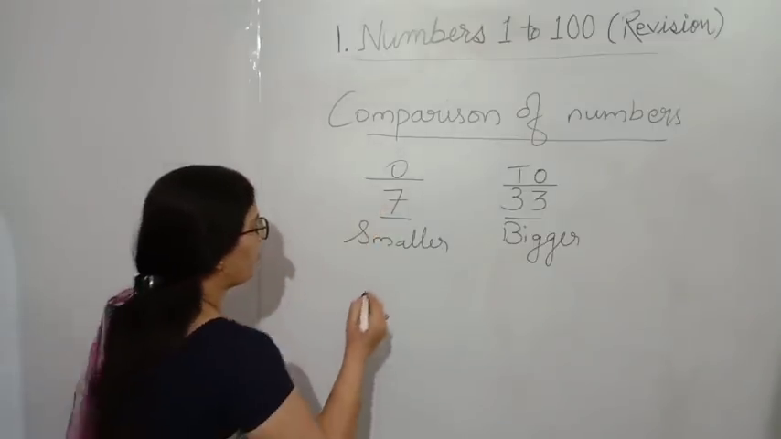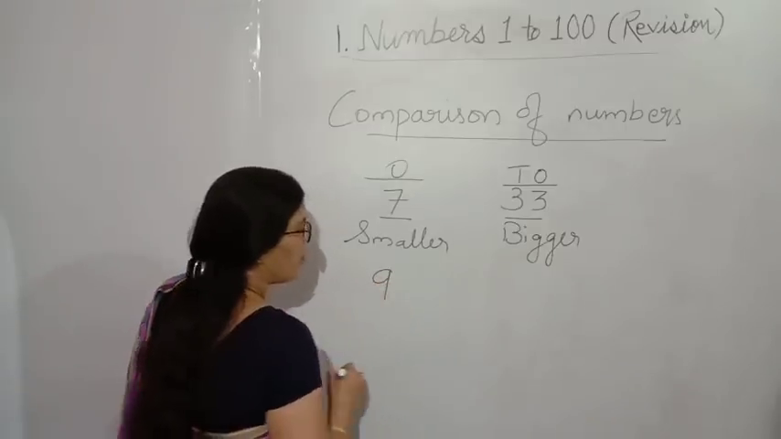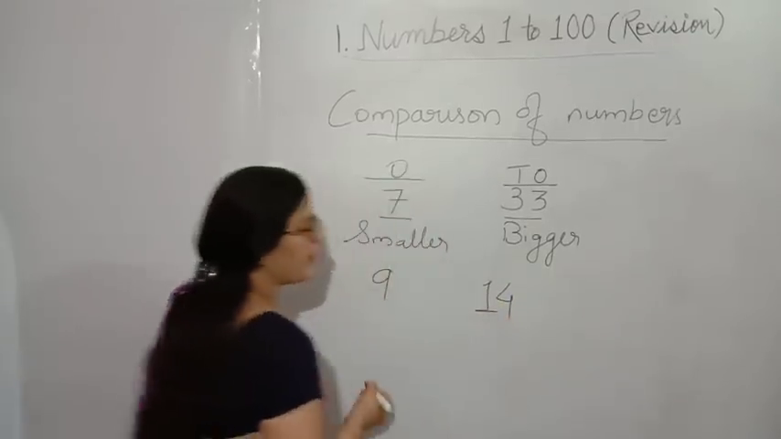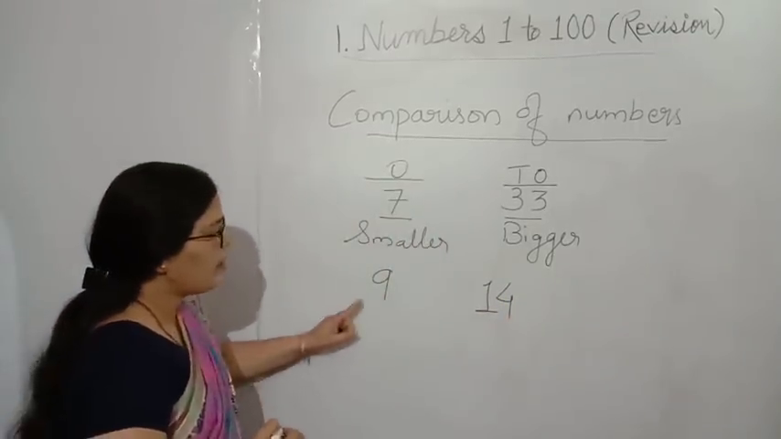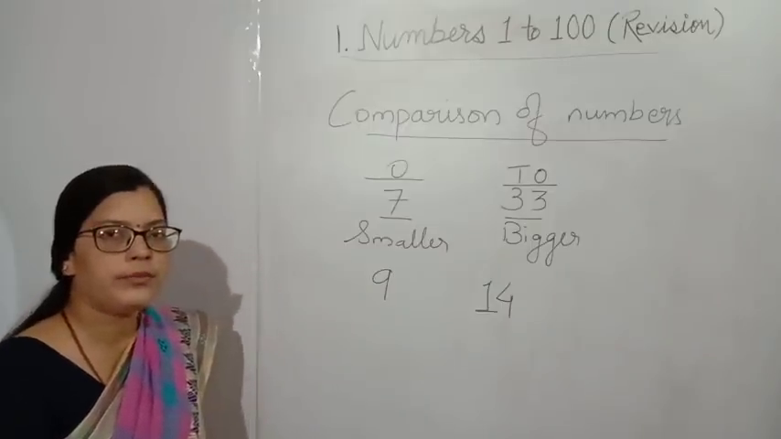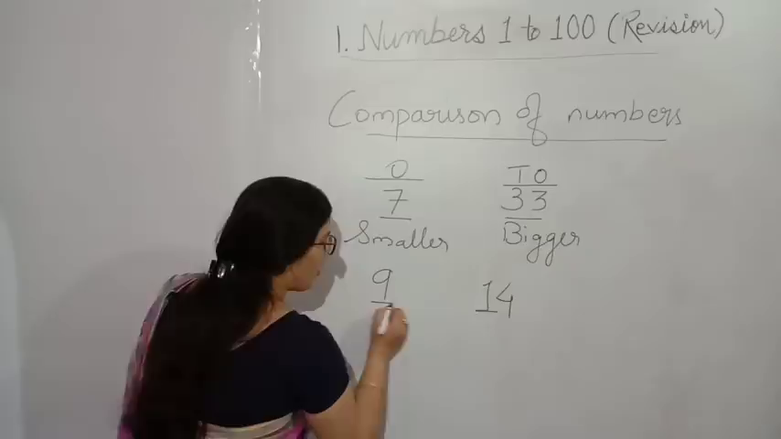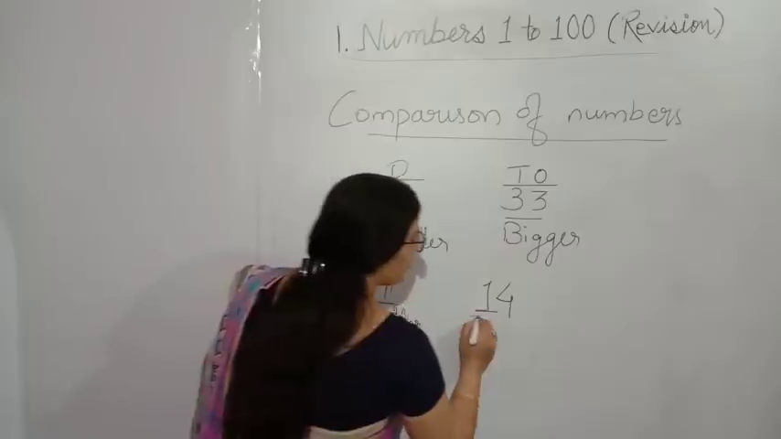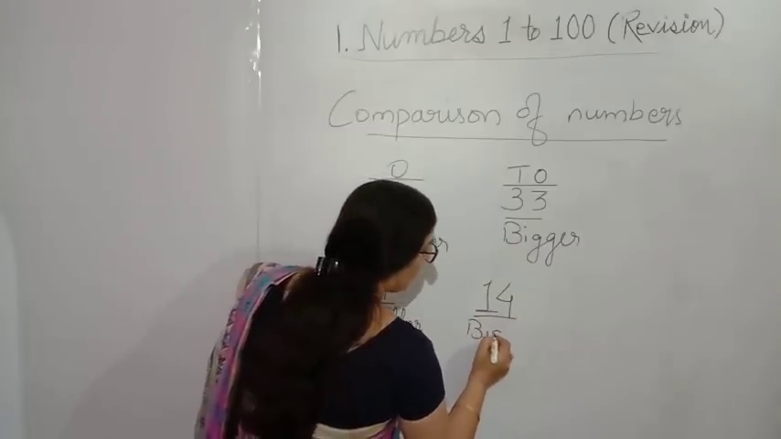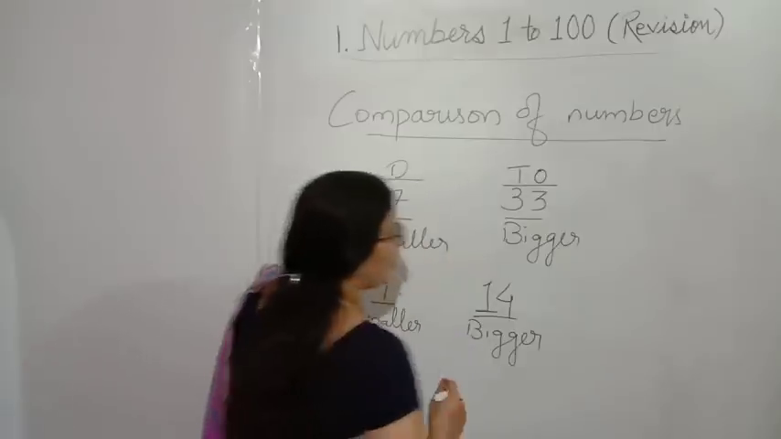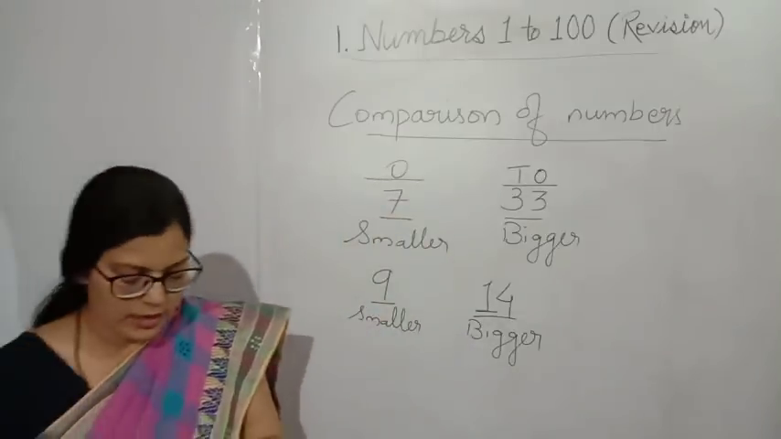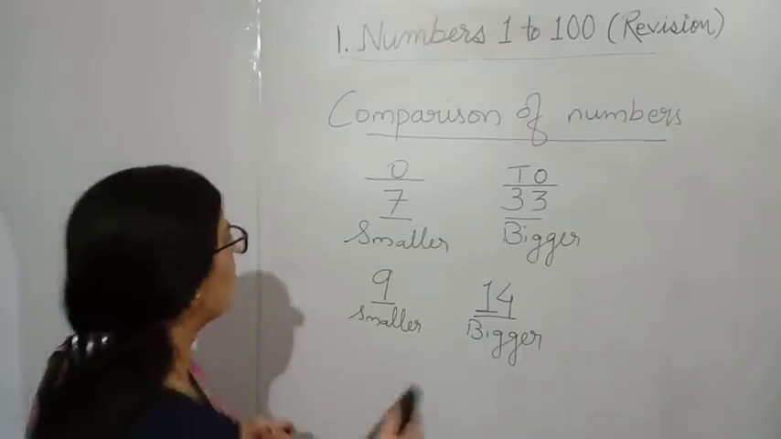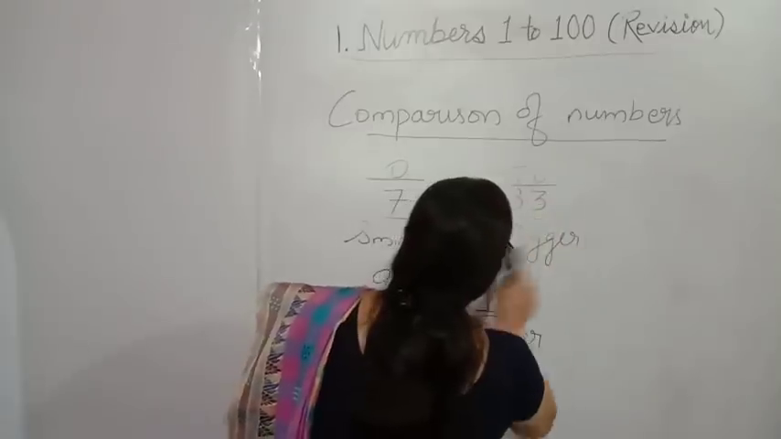Now compare 9 and 14. Which one is the bigger number and which one is the smaller? Yes, the number with a single digit is smaller and the number with two digits is bigger. Now how to compare numbers with the same number of digits? Here you have to compare two-digit numbers.